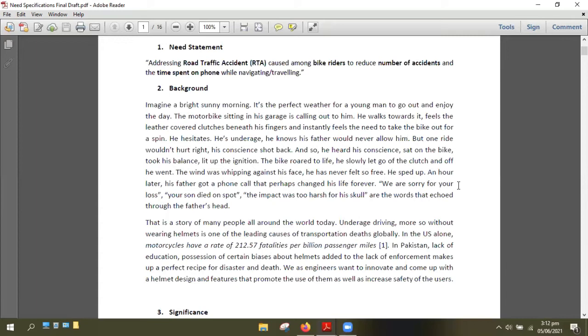So in the background we had to put some sort of perspective, which we did by setting in a small story, or a small piece of writing, regarding an accident of some individual due to communicating while driving. And so this background helps the audience connect more to the need statement, and helps them identify some observation that they had within their personal life experiences.